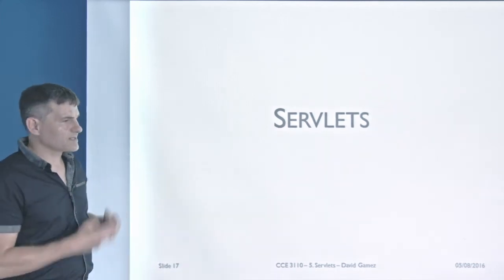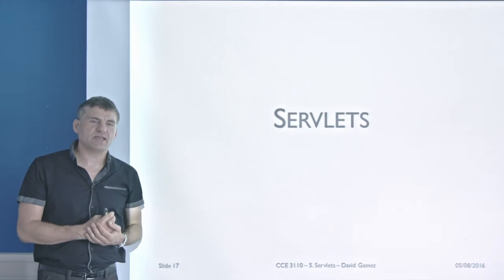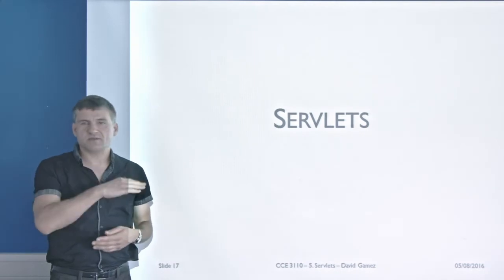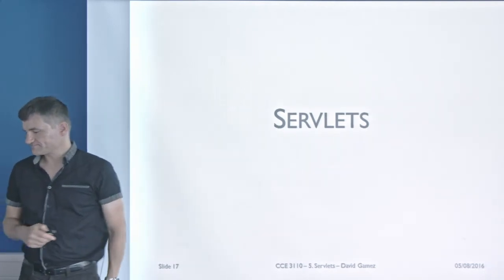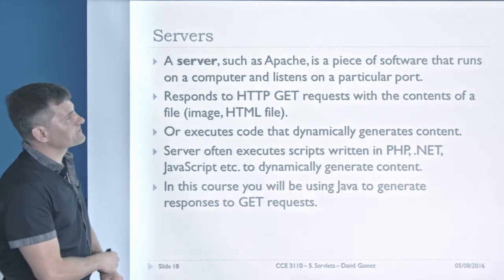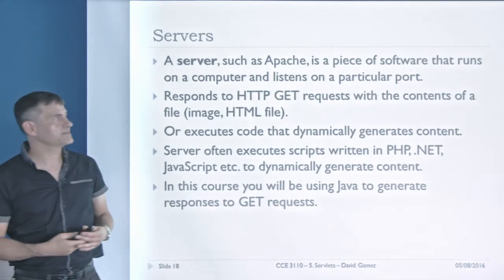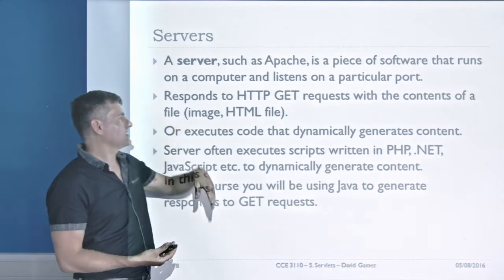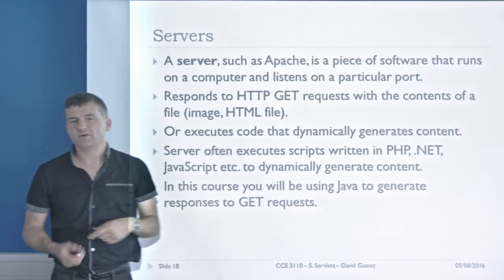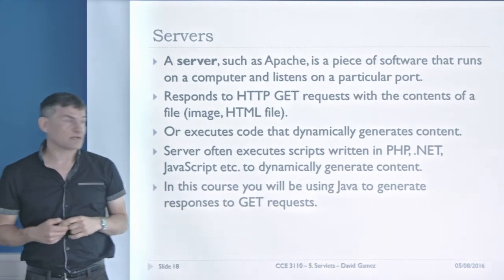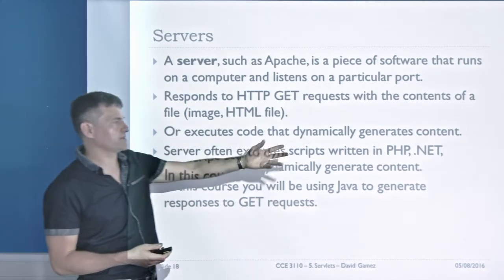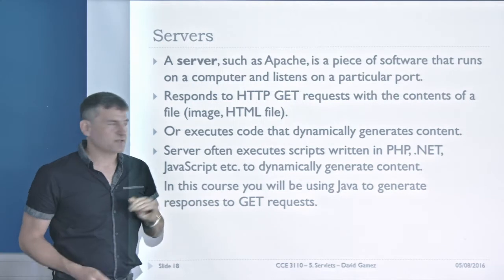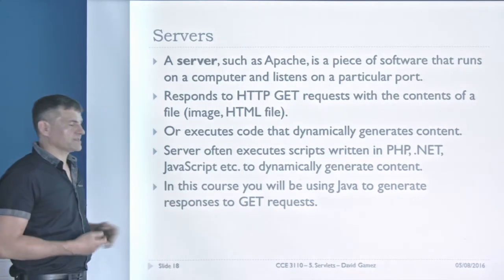Okay, so that's a little bit more on HTTP, and now we can talk about how servlets can be used to handle HTTP requests, and this is what you're going to be using in your project to do that for you. A server is a bit of software that runs on a computer and listens on a particular port. A server will respond to HTTP requests with the contents of a file or execute some kind of command that dynamically generates content. We'll go into this in a little more detail in the lecture on commercial websites. They often execute scripts written in PHP, .NET, JavaScript, etc. In this course, we're going to be using Java on the server side to generate responses to GET requests.